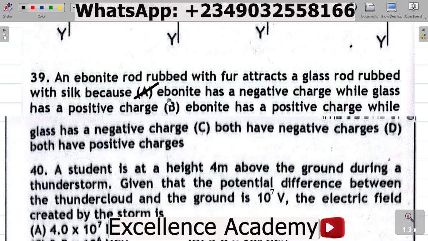All right. So the ebonite rod has a negative charge. Meanwhile, the glass has a positive charge. And since they have opposite charges, they will attract. That's the concept.